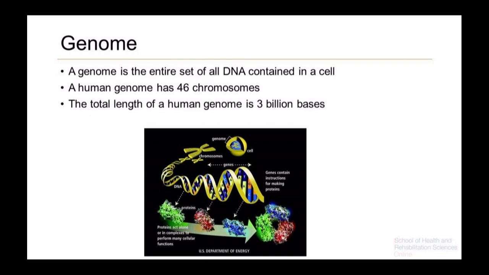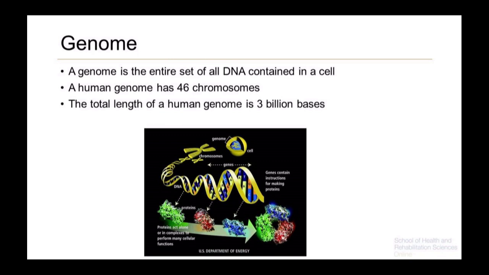This picture puts everything together. In each cell, there is a complete set of chromosomes, which is the genome. In the human genome, there are 23 pairs of chromosomes. The total length of the human genome is 3 billion bases. If you want to store it, you need 3 gigabytes.